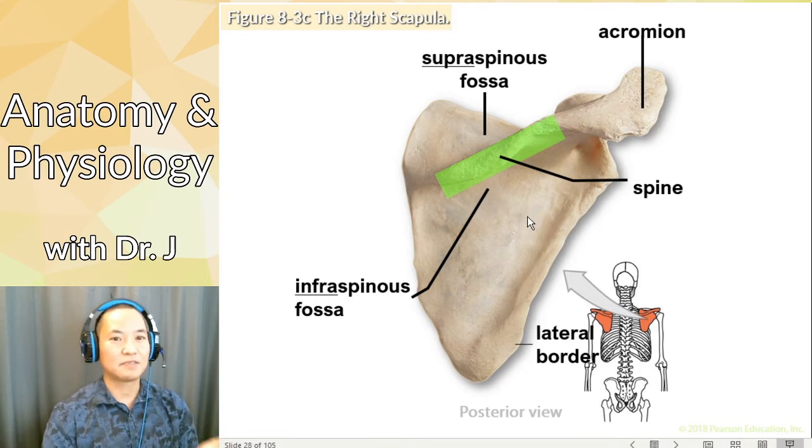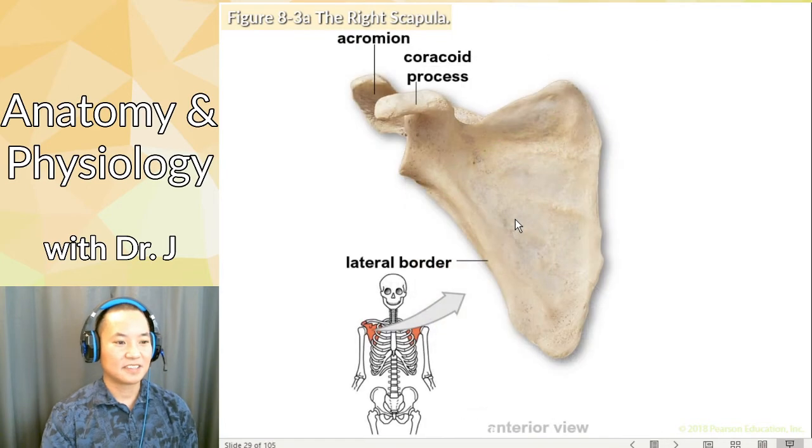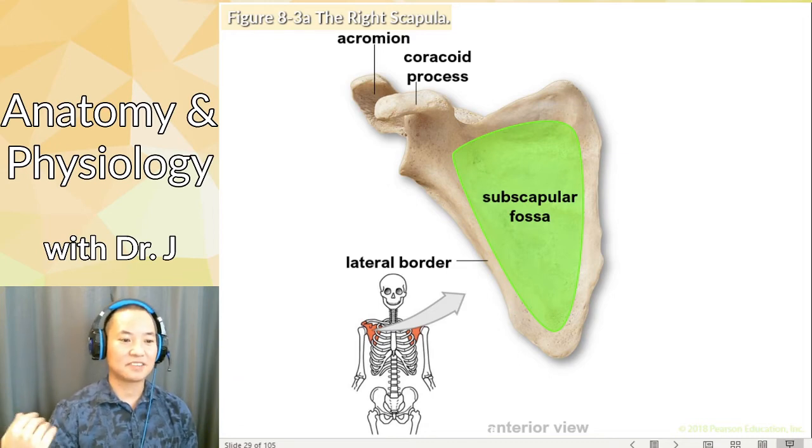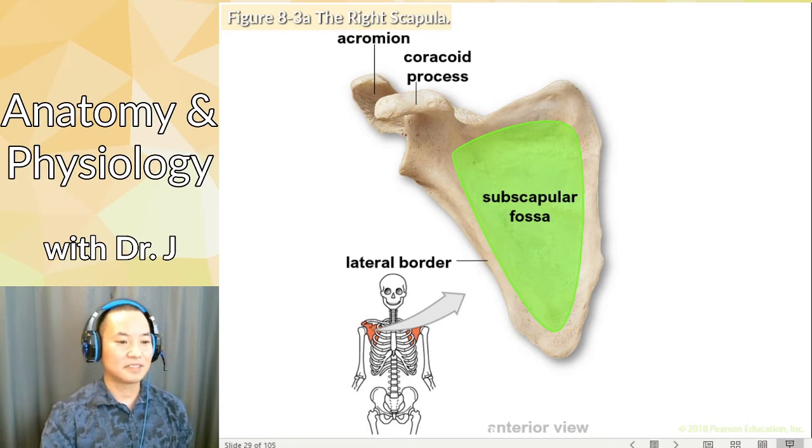Now let's flip it over so we're looking at the front of the shoulder blade again. So now we're looking at the anterior of the scapula, and now you have something called the subscapular fossa. Again, there's no spine in it. The anterior of the scapula has no spine. The spine is in the posterior. So this fossa takes up the entire, or almost the entire, anterior surface of the scapula.